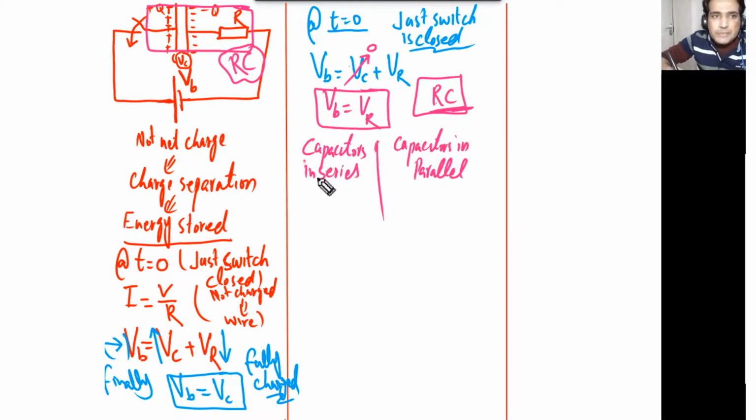So, capacitors in series and capacitors in parallel. If we have this power supply here, and we have, let's say, one capacitor here, and I'm not drawing any resistor here to make it simple. And we have another capacitor here. Let's say this capacitor is C1 and this capacitor is C2. I'm just talking about capacitors only here. So how about the total capacitance?